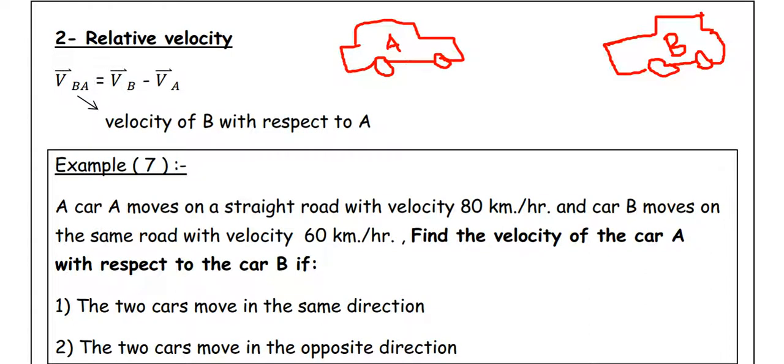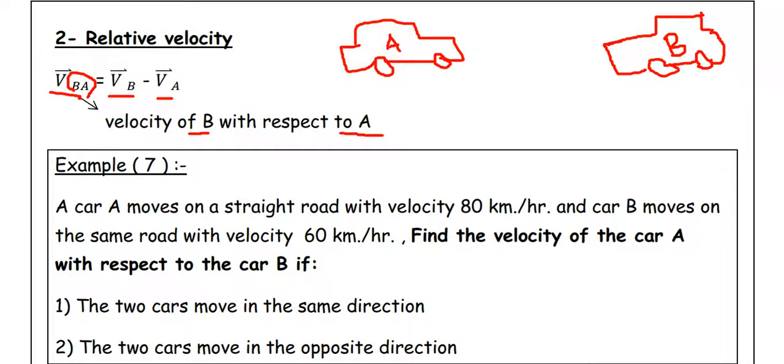Relative velocity, VBA equals VB minus VA. What is the meaning of that? What is the meaning of relative velocity? VBA means the velocity of the car B with respect to the car A.